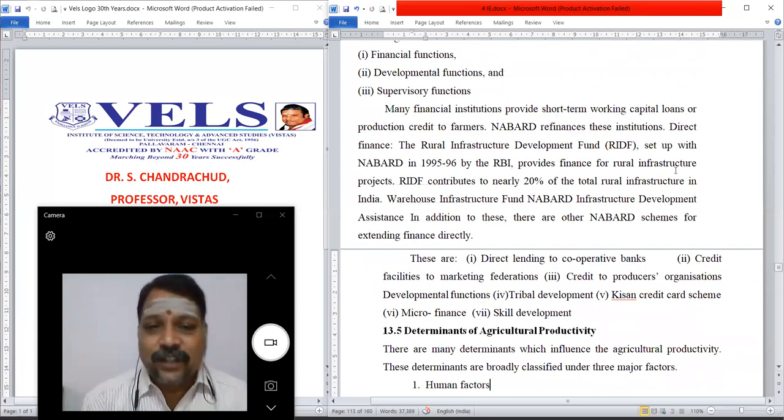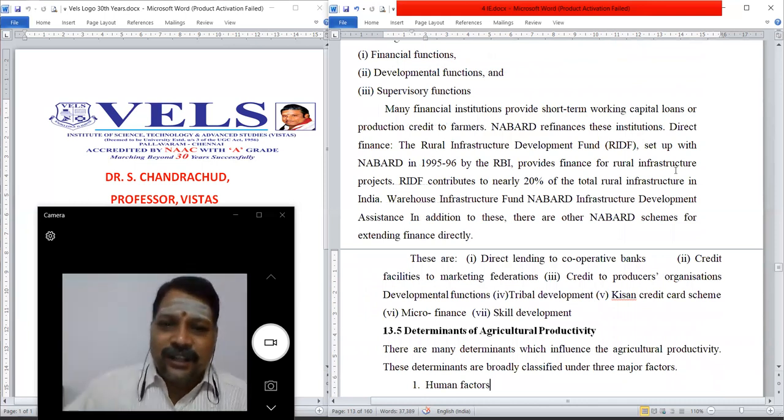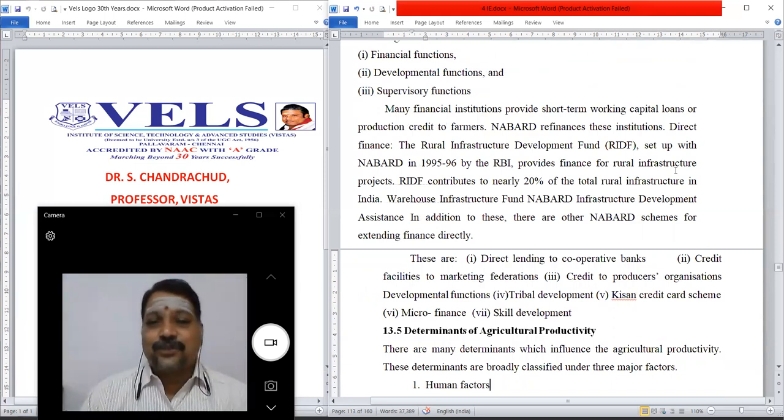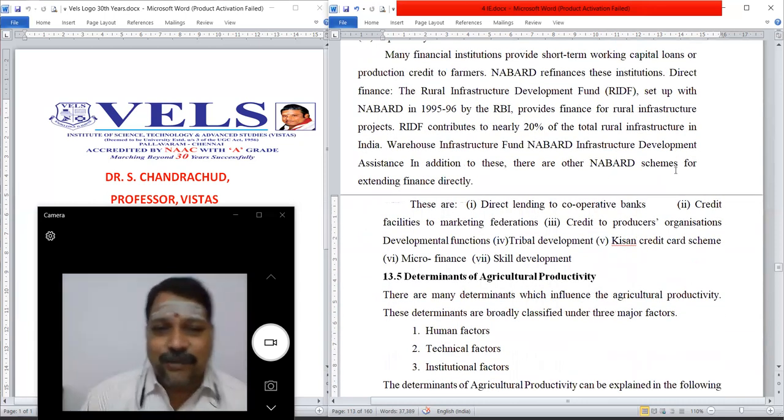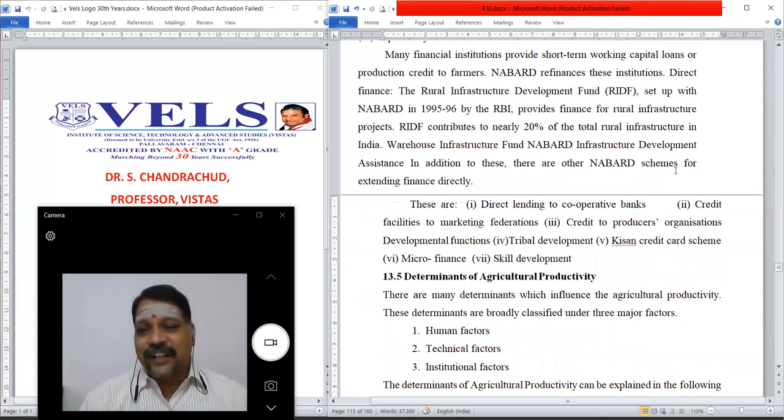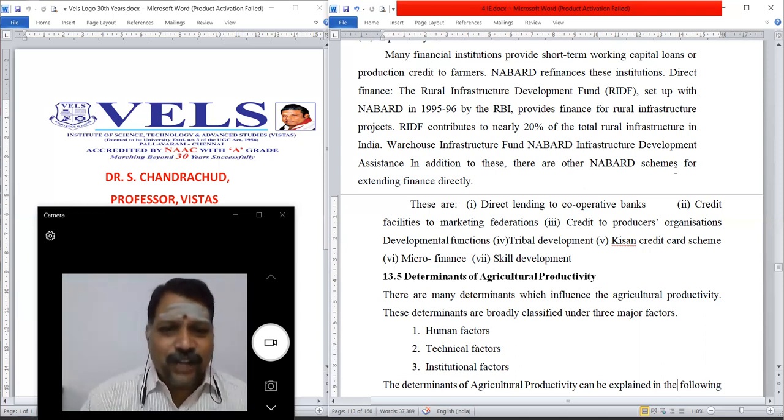Warehouse Infrastructure Fund of NABARD, infrastructure assistance for the particular scheme, and it will refinance for the financial institution which are extending short-term credit. In addition to this, there are many other NABARD schemes which are extending the finance directly. Some of them are direct lending to the cooperative banks, credit to the market federation, credit to the producer organization development fund, and it started a scheme for tribal development.